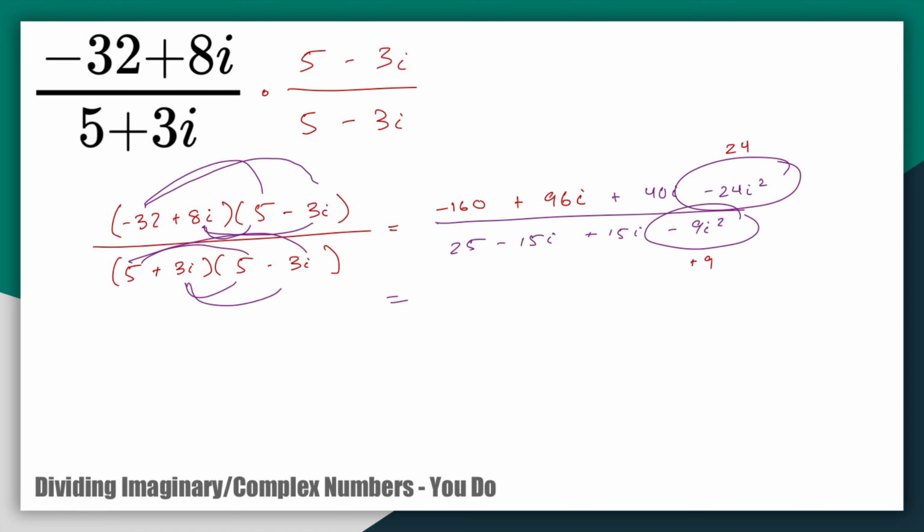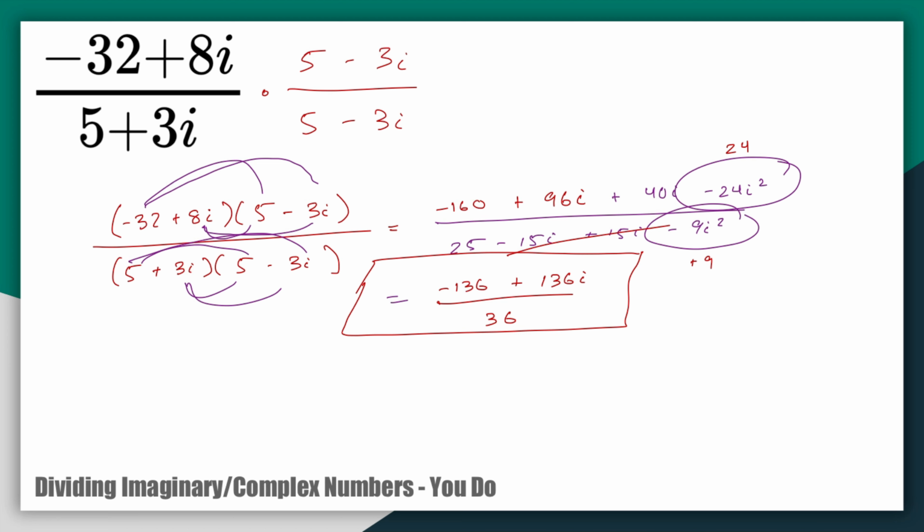Negative 160 plus 24 is negative 136. 96i plus 40i gives you 136i. And all of this should be over, because those negatives cancel, 25 plus 9, which is 36. All right, and that should have been your final answer. Let me just quickly check that. Yep, good. And that should have been your final answer.